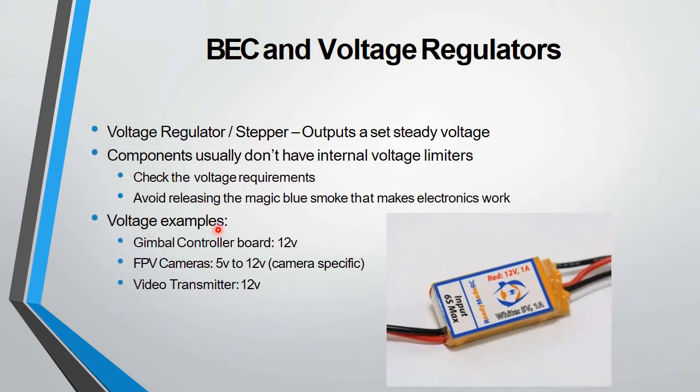Now a voltage regulator, a step-down, outputs a set steady voltage only, and components usually don't have internal voltage limiters. You can check the voltage requirements, to avoid releasing the magic blue smoke that makes electronics work. And then voltage examples: a gimbal controller board is 12 volt, FPV cameras are 5 volt to 12 volt, camera specific, and a video transmitter needs 12 volt.